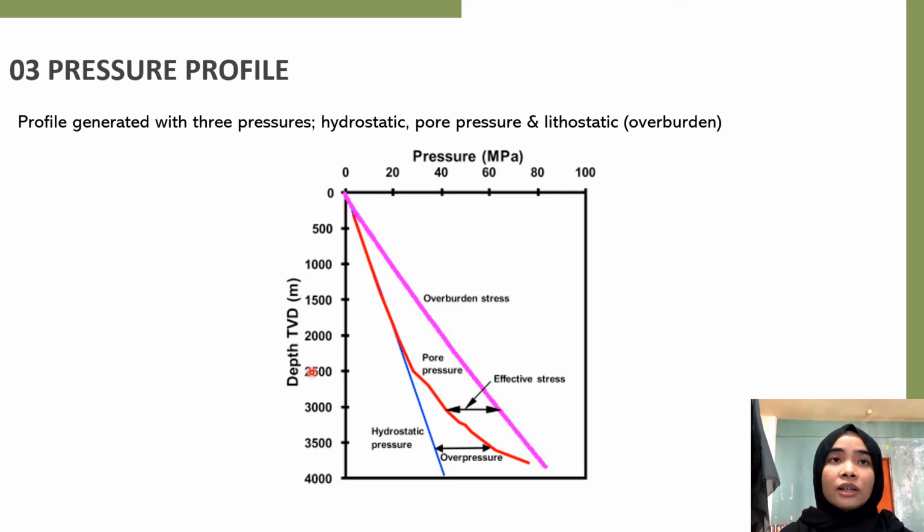Okay. So here is an example of a pressure profile taken from the book Applied Petroleum Geomechanics. So for example, here lies the hydrostatic pressure. Hydrostatic pressure is normal fluid pressure, which represents the pressure exerted from the vertical column of water. Next, you can see here is the pore pressure.